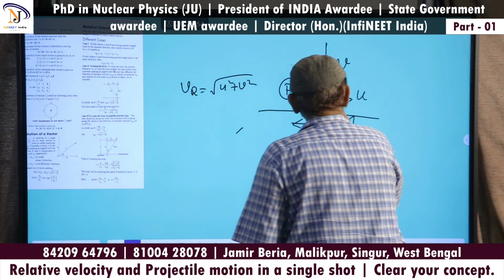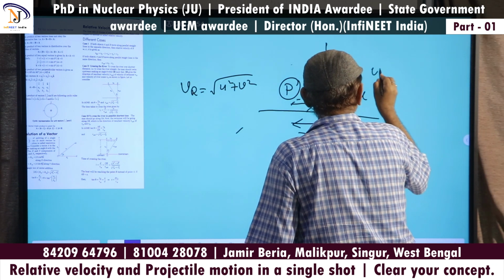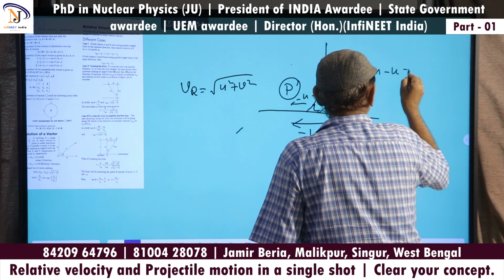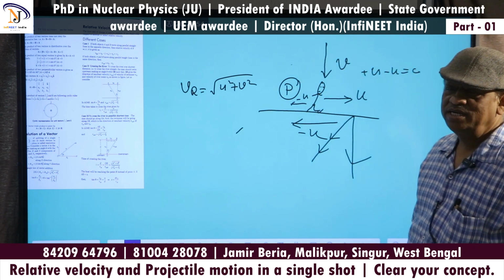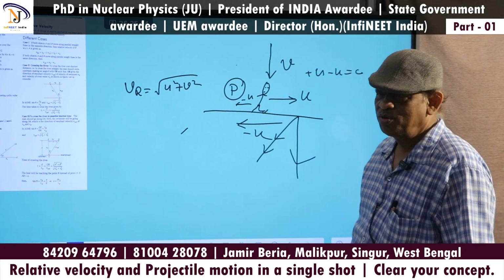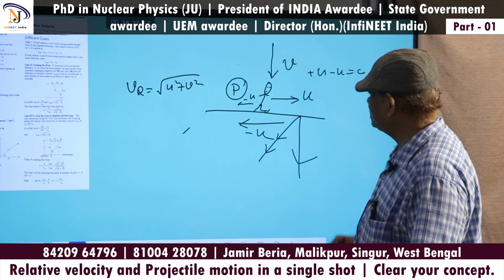So what happens? It is moving with velocity u, and if you give a velocity in this direction, plus u and minus u, it will be 0. So you can consider the observer is at rest. I have already told you, the observer is always at rest. So what can I say?